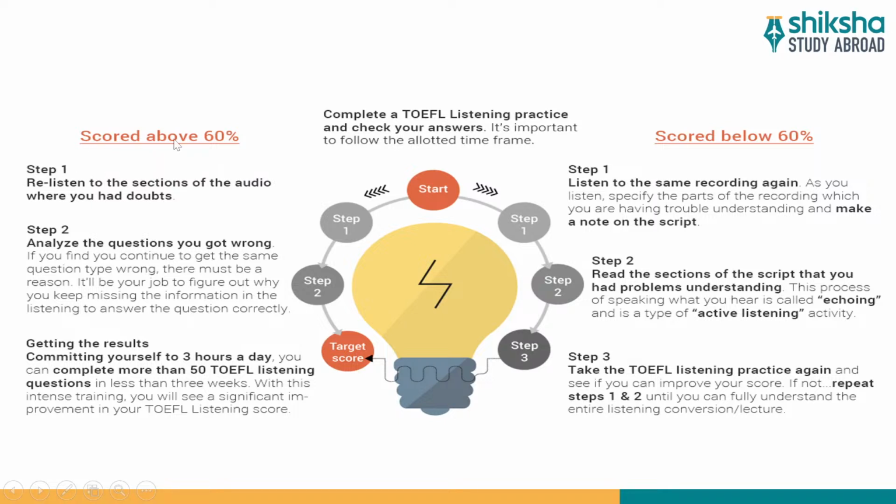Step one, if you're getting above 60%, is re-listen to the sections of the audio where you had doubts. Then step two is analyze the questions you got wrong, and then getting the results, committing yourself to 3 hours a day. So you can complete more than 50 TOEFL listening questions in less than 3 weeks.